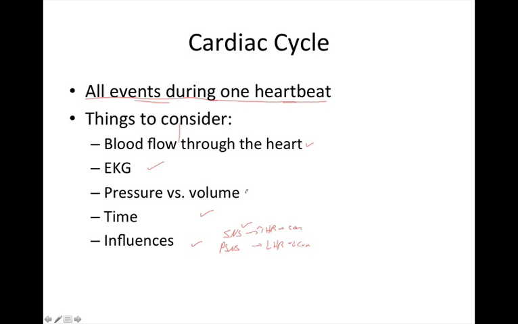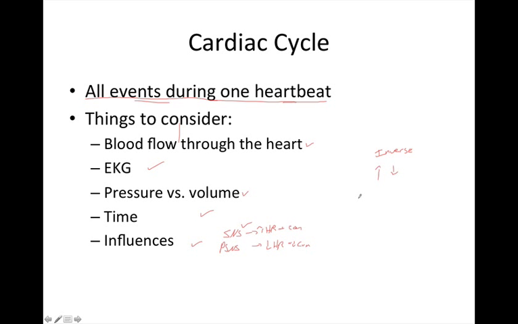Now, before we dive into this discussion, we have to describe real quick the concept of pressure versus volume and the type of relationship that they have with one another. Pressure and volume have what we call an inverse relationship. Basically, that means that they oppose one another. So if one goes up, the other goes down, and vice versa.